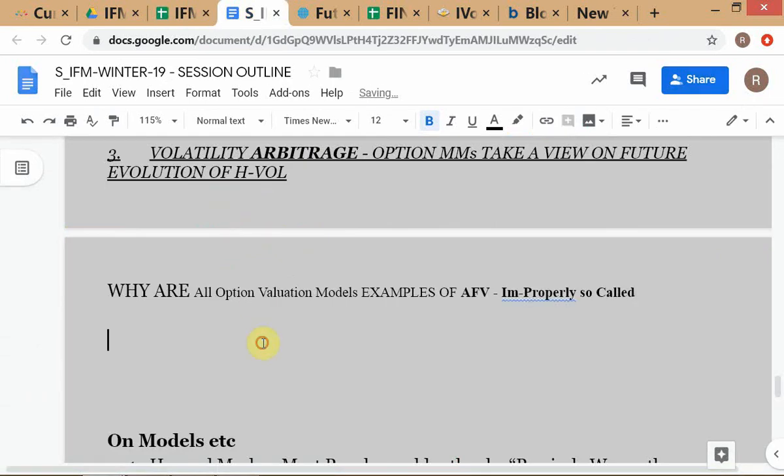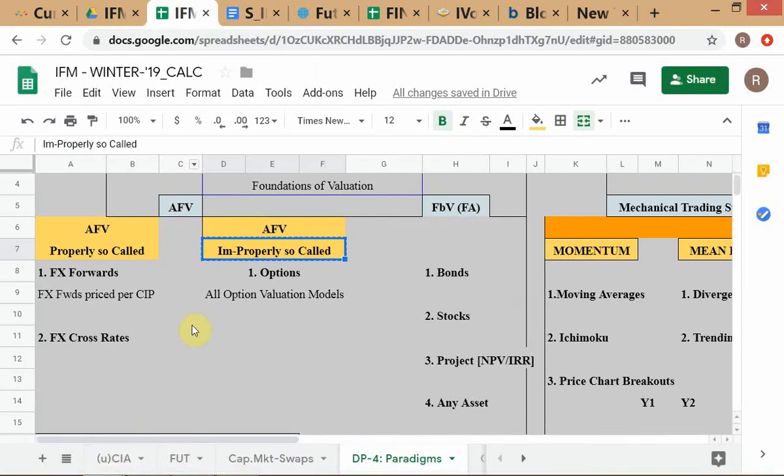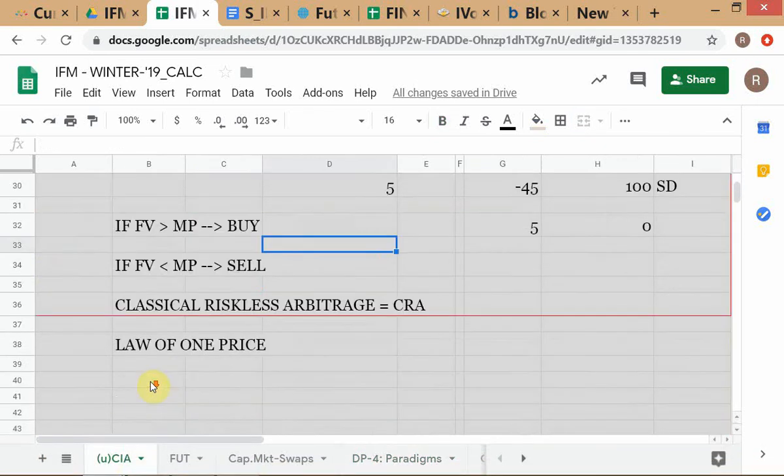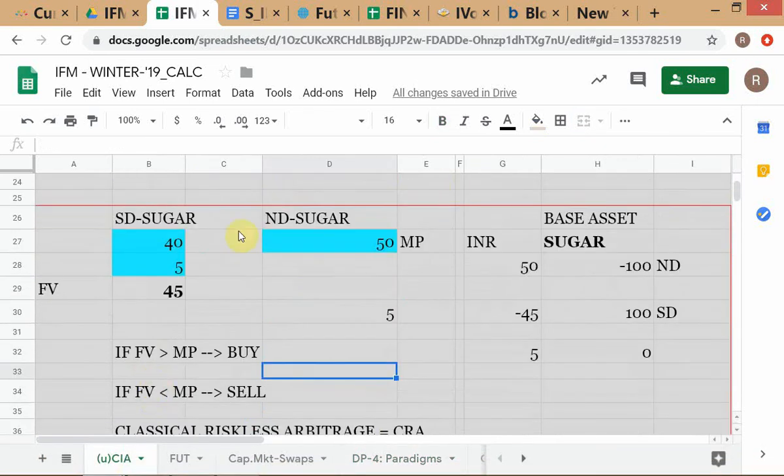Does anybody have any idea? Since you have learned so many things by now, you should be able to already give me an answer. So AFV, improperly so called, or let's just say improper AFV. Why is it improper AFV in the case of option valuation models, now that you know what proper AFV is? Proper AFV, you see an example here. Later on we'll maybe give you other examples, like FX cross rates. The simplest example that we showed you is true AFV, because everything is objective.